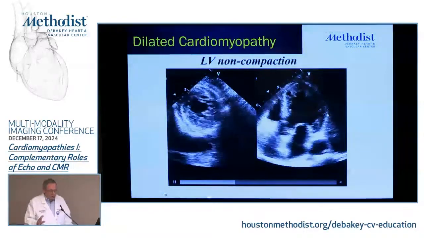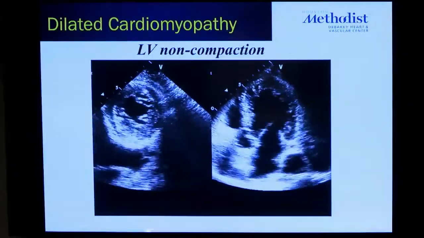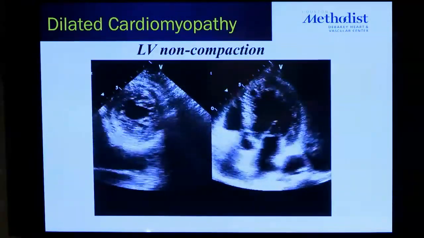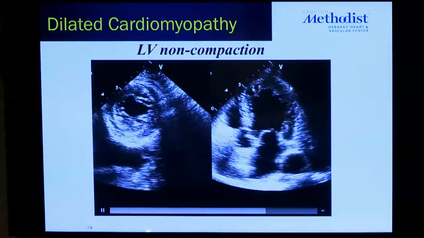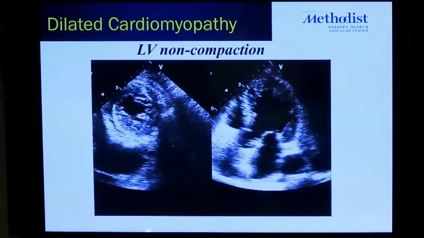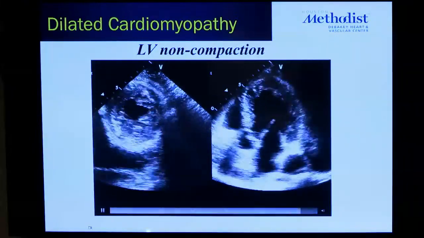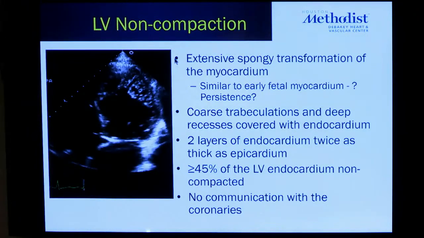Now, this is one type of dilated cardiomyopathy where the appearance can point to an etiology. And of course, this is left ventricular non-compaction, another disease where you tend to have a dilated ventricle. You have a range of ejection fractions. They can be very low, but they can also be just mild to moderately depressed. But the important feature is the marked trabeculation that the ventricle has, because it's an extensive spongy transformation of the myocardium, kind of resembling the fetal myocardium. So these coarse trabeculations and deep recesses are covering the endocardium.